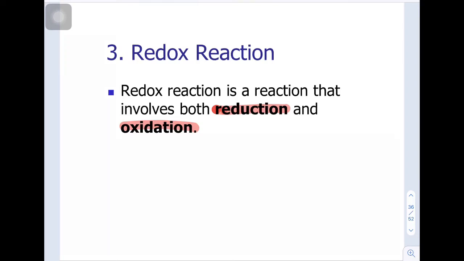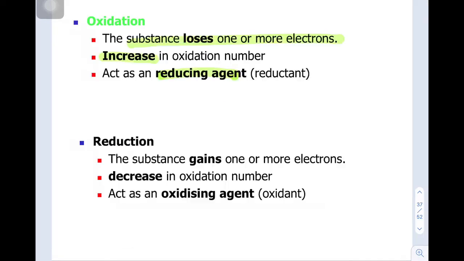The third reaction is the redox reaction. A redox reaction is a reaction that involves both reduction and oxidation happening simultaneously. Let's go through what oxidation and reduction are.